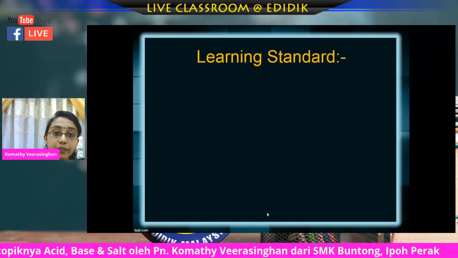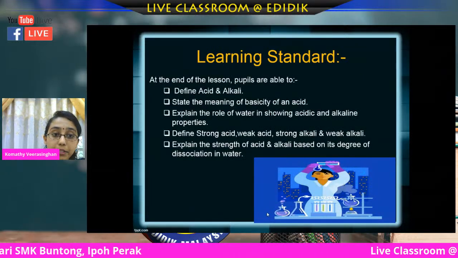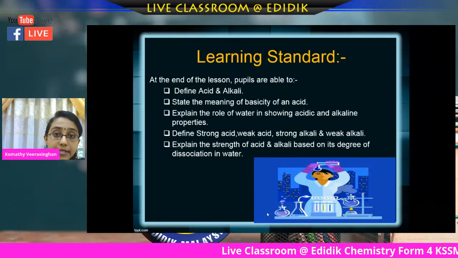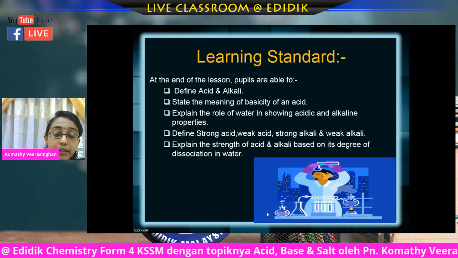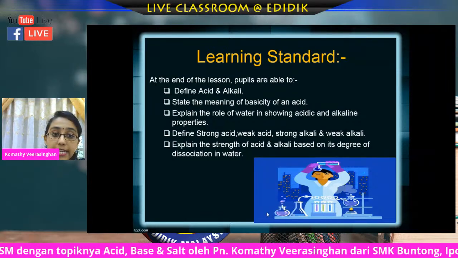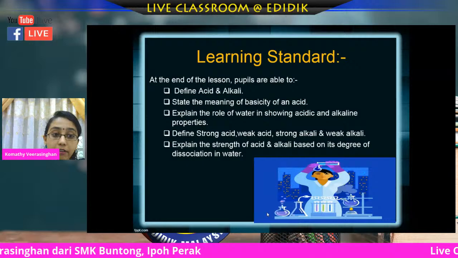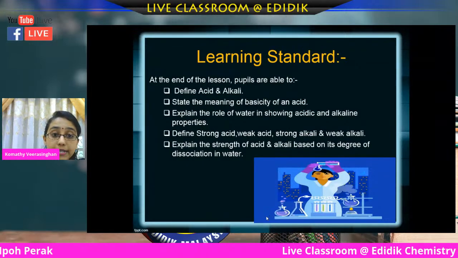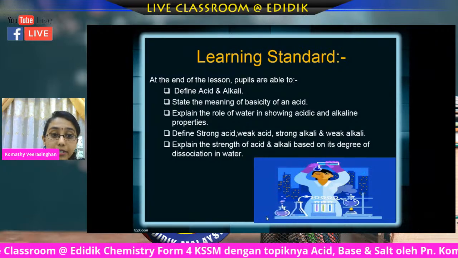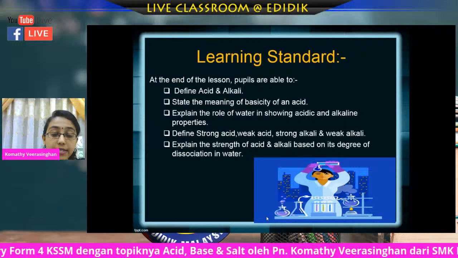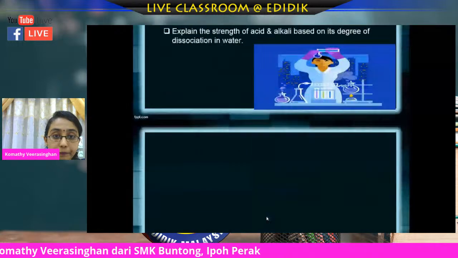The learning standard for our lesson today: at the end of the lesson, you'll be able to define acid and alkali. Second, state the meaning of basicity of an acid. Third, explain the role of water in showing acidic and alkaline properties. Fourth, define strong acid, weak acid, strong alkali, and weak alkali. And finally, explain the strength of acid and alkali based on its degree of dissociation in water.